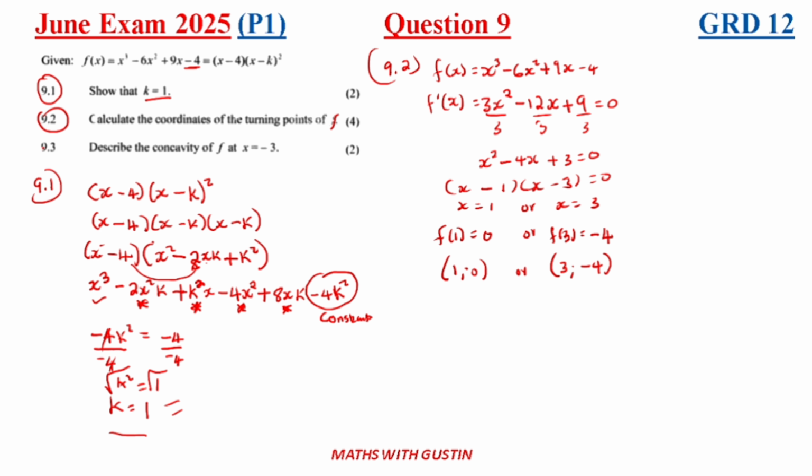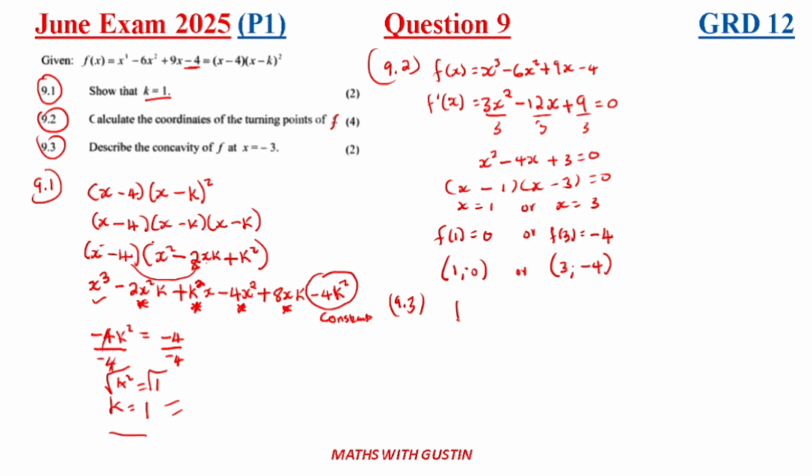Okay, let's move on to 9.3. 9.3 says here, describe the concavity of the function at x minus 1. Right. Remember now, concavity, you get it when you make the second derivative 0. This one is the one that shows you the point of inflection. Right. So let's go ahead.